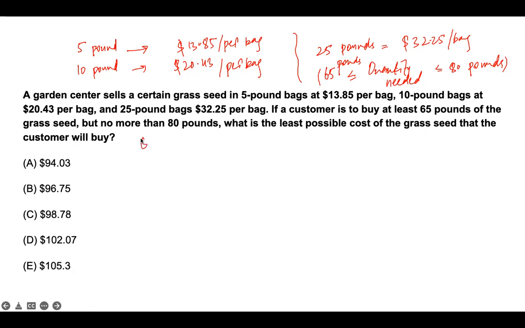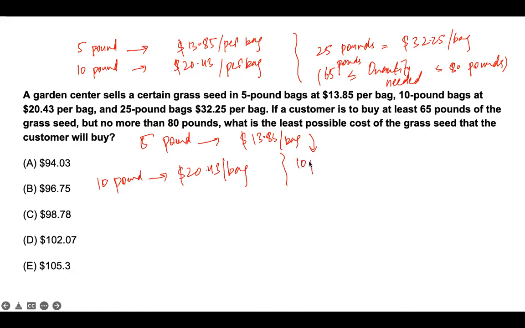So first we have 5 pound and the cost is around $13.85 per bag. And the next one is 10 pound and its cost is $20.43 per bag. But if I use this 5 pound to make a 10 pound, I need to multiply this by 2, and that will be something around $27 per bag. So this is on average better than using the 5 pound.